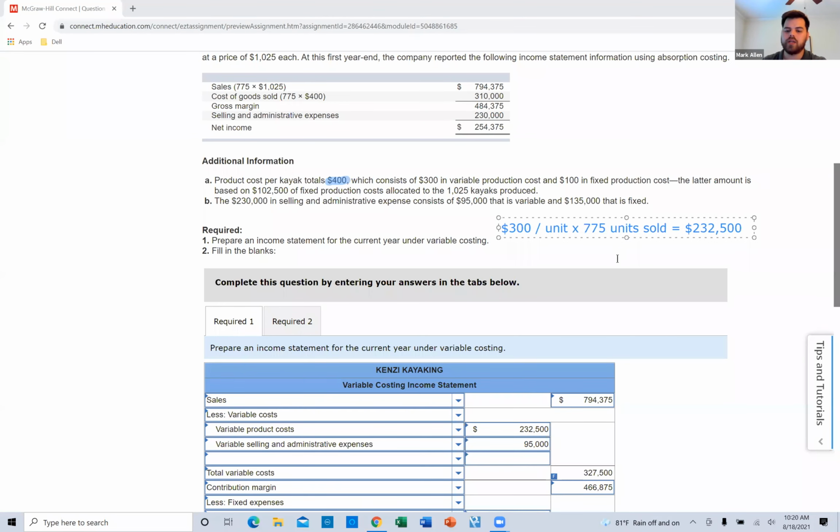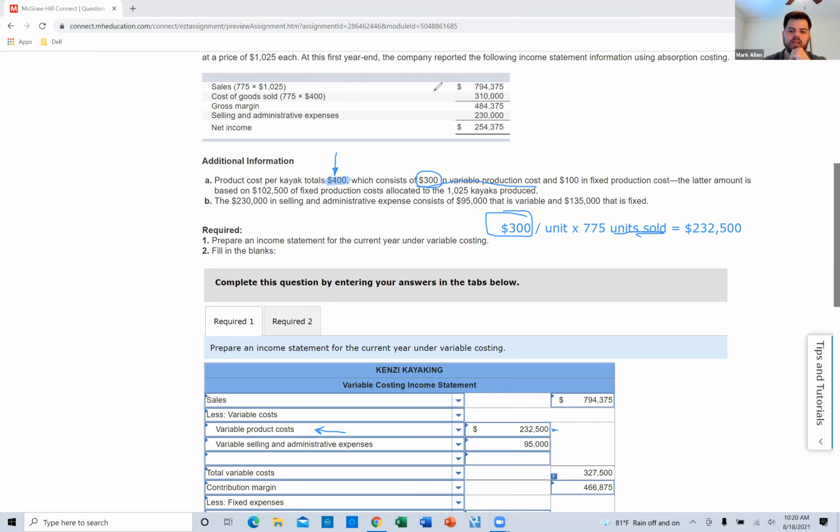The issue here is, initially, when I read this, it's very tempting for me to go ahead and say, oh, my cost per unit is $400, let's just pull that in. But you have to read more carefully. They then go on to tell us this is $300 in variable production costs. That's why when I'm computing my variable product costs, I use the 300. Now, once again, this is only for the units that we have sold. So I don't care about the 1025. I'm just looking at the 775. Okay, so there's the 232,500.